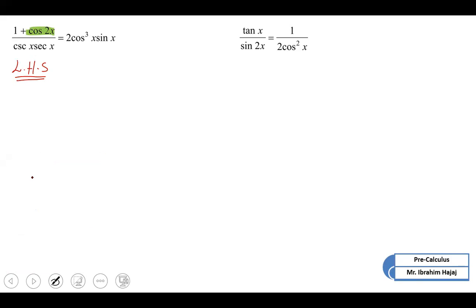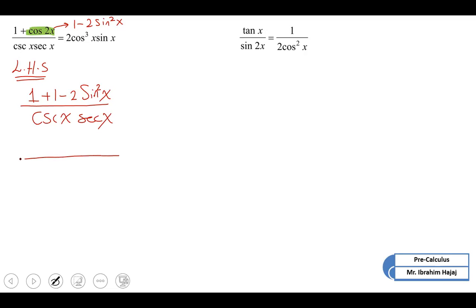the double angle identity, the fact that cosine 2x is equal to 1 minus 2 sine squared x. So my answer simply will be 1, and replace cosine 2x by 1 minus 2 sine squared x. So it's going to be 1 plus 1 minus 2 sine squared x, all over cosecant x secant x. Next step is to combine like terms. So 1 and 1 is 2, minus 2 sine squared x, all over cosecant x secant x.